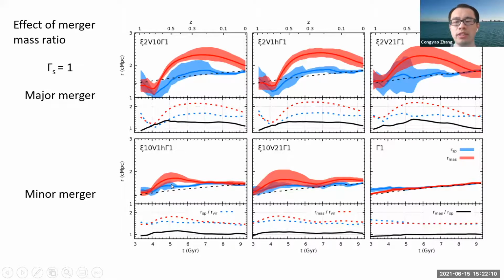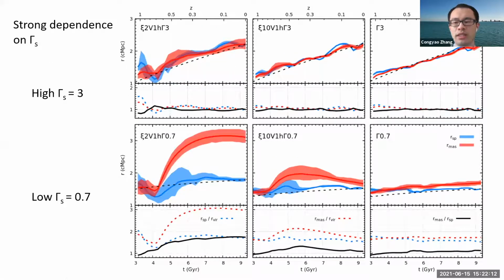In our simulations, we also see that this radius offset is very sensitive to the smooth mass accretion rate. When gamma is as high as 3, these two radii are very close together, similar to the prediction from the self-similar model, because in this case, the cluster growth is dominated by smooth accretion, not the merger. But when gamma s is small, especially smaller than 1, the shock radius could be much larger than the splashback radius.